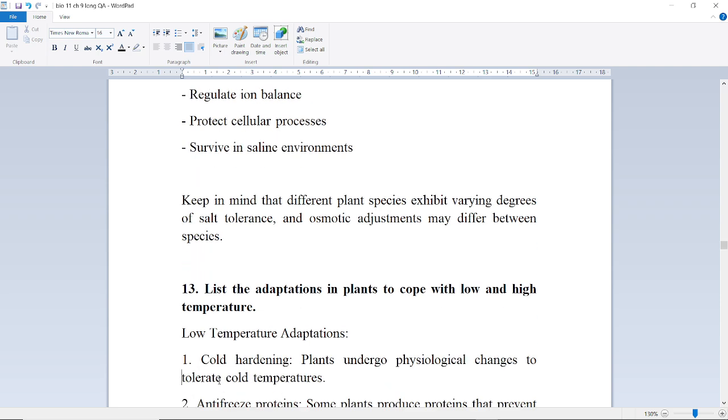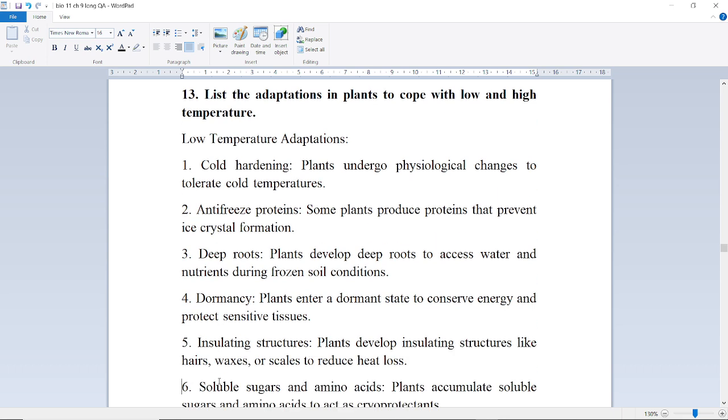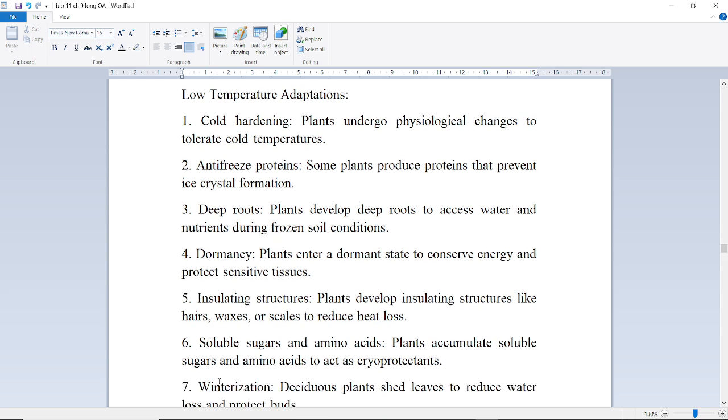Next question is, list the adaptations in plants to cope with low and high temperature. Low temperature adaptations. Cold hardening: plants undergo physical changes to tolerate cold temperature. Antifreeze proteins: some plants produce proteins which prevent ice crystal formation.